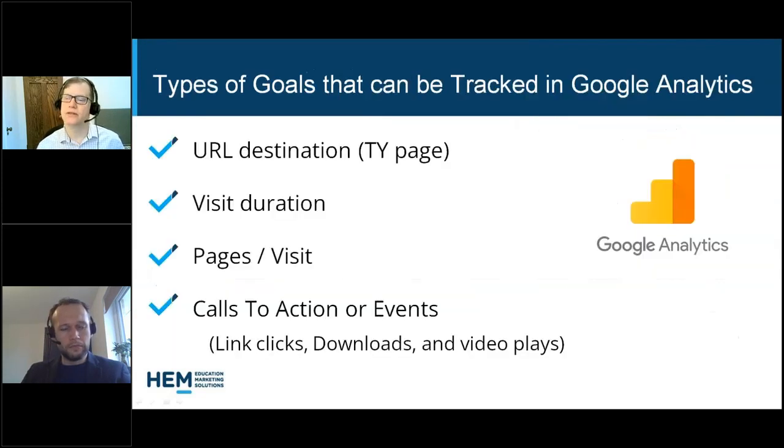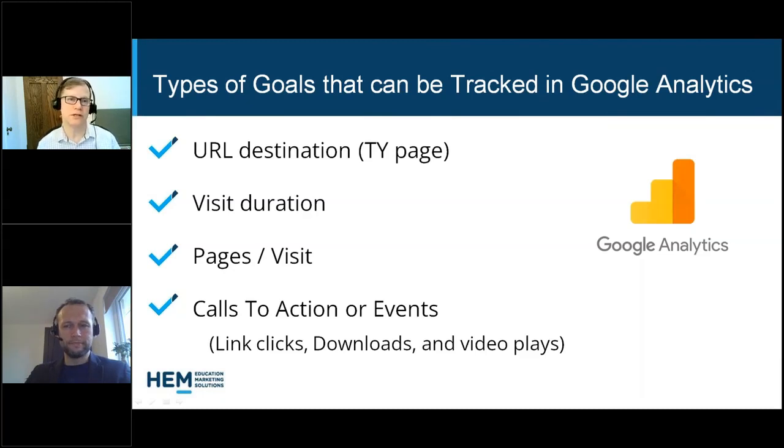Exactly. So there are specific types of activities that can be tracked as goals in GA. The first is a URL destination. That is like the thank you page. If they visited that URL, that web page, then bing, the goal has been counted. You can also track visit duration or pages per visit, but most often it's something like a click or a call to action that they have taken, or they've clicked on an event to apply for it, or even they've clicked to watch a video.